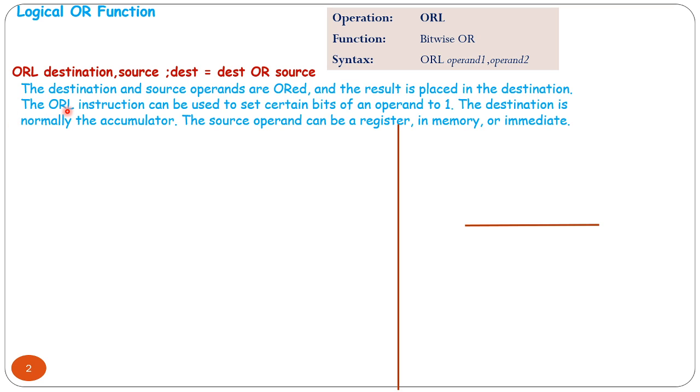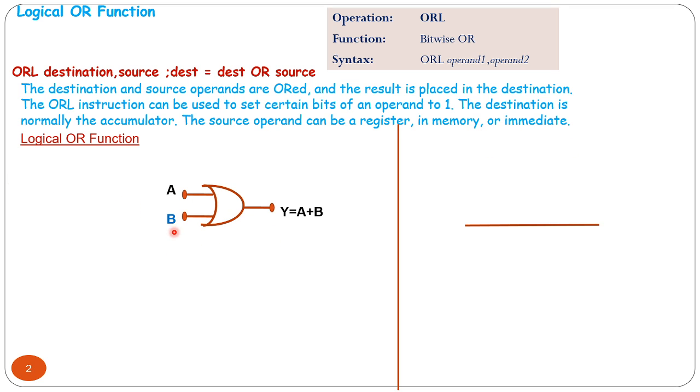The ORL instruction can be used to set certain bits of an operand to 1. The destination is normally the accumulator. The source operand can be a register, memory, or immediate data. This instruction's logical function is like this.